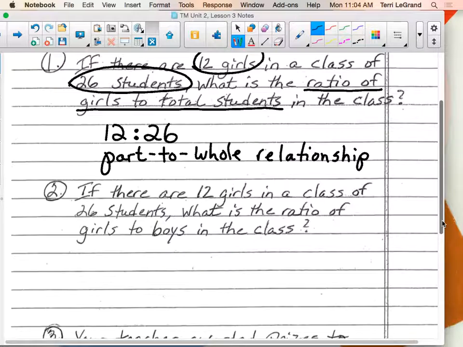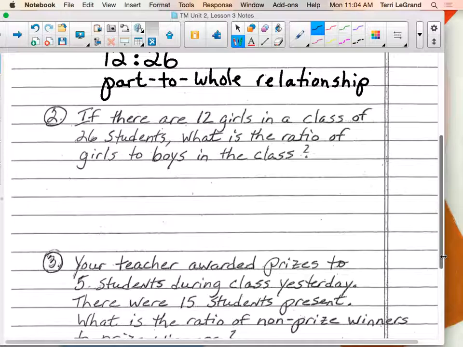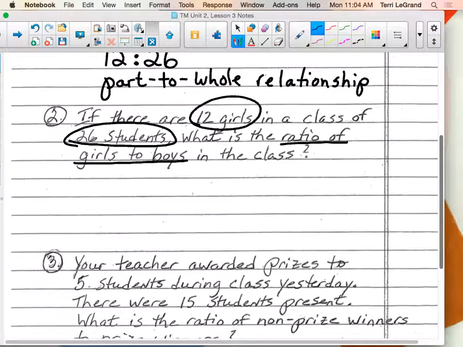Okay, well let's look at number 2. If there are 12 girls in a class of 26 students, sounds like the same situation, what is the ratio of, remember we're going to underline this, ratio of girls to boys. Girls to boys. We are told there's 12 girls. We are told there are 26 students. If we need girls to boys, do we know how many girls there are? Yeah. Do we know how many boys there are? No.